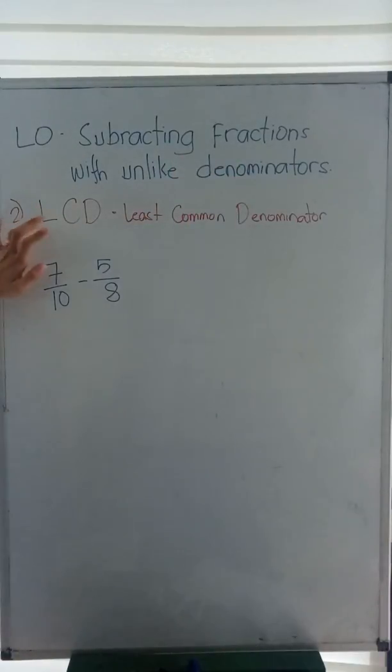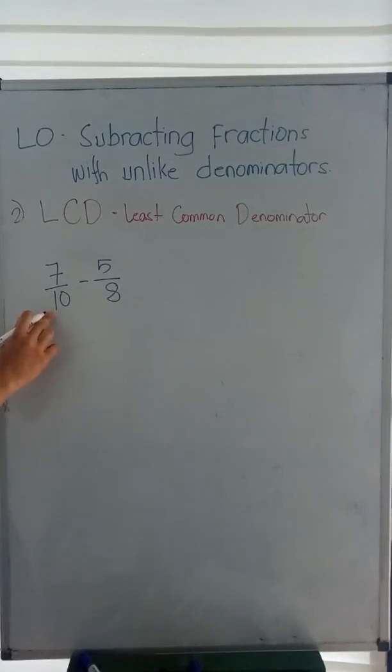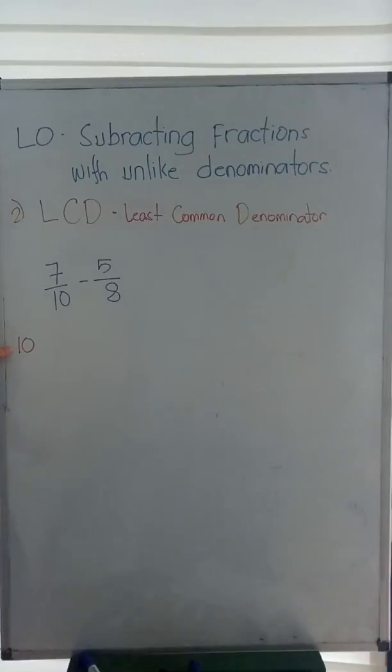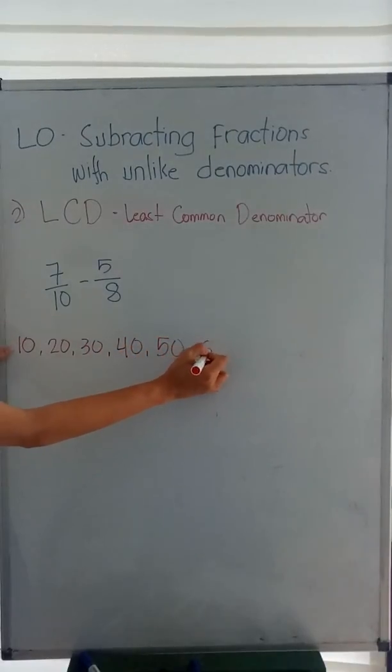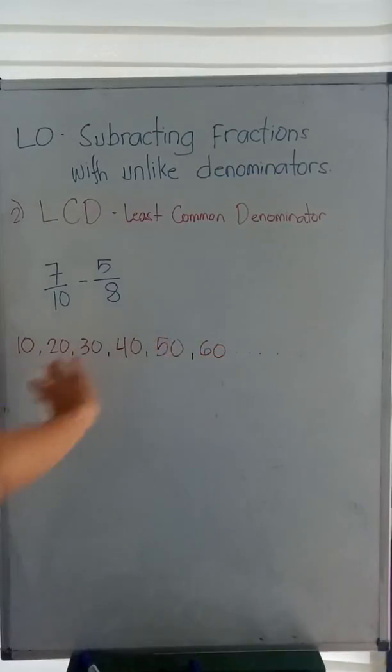Now, we are going to look for the least common denominator. So for that, we are going to check their common multiple. Okay, so we are going to use your times table. You can use a scratch paper or an extra paper for you to do this, or if you are good with your times table, then you can just do it mentally. But here I am going to show you how to do it. We'll do the 10 denominator first. So what are the multiples of 10? 10, 20, 30, 40, 50, 60, and so on.